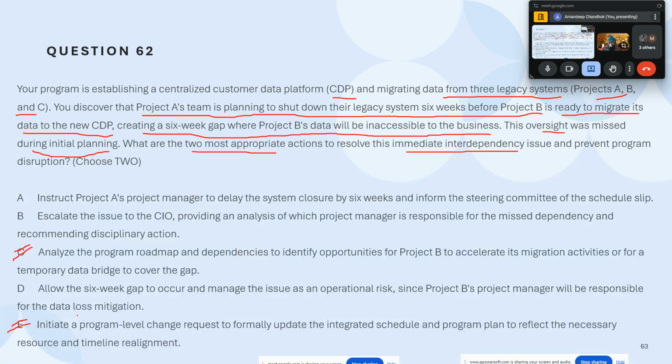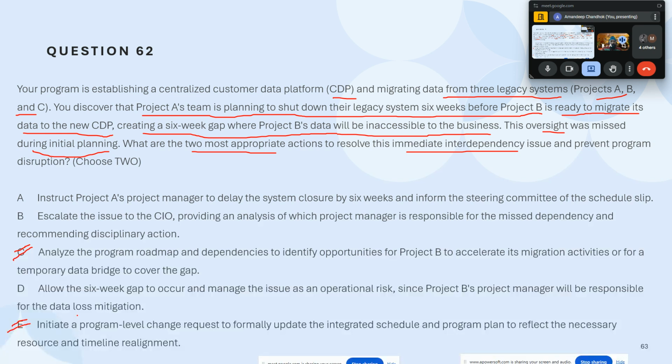These are looking very close to address the challenge we have in hand. Now I'm going to throw a curveball into this, and we'll talk through it. First, let's go through our thought process. What's happening over here is a program whose core purpose is to establish a centralized data platform. There are three legacy systems run by three different projects, and they are trying to migrate them into a central system.